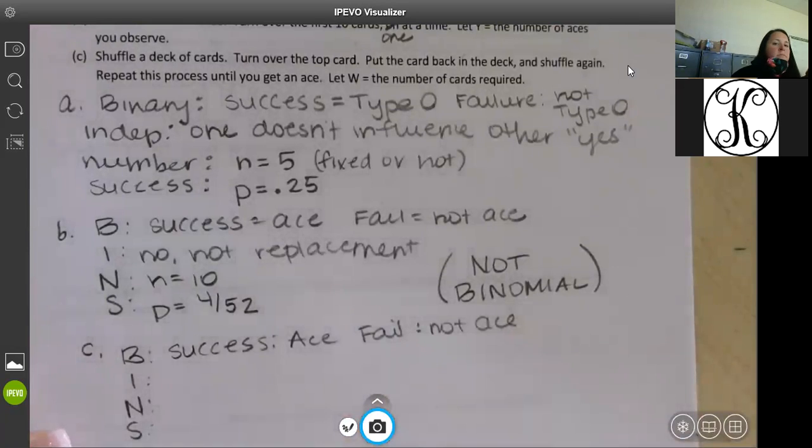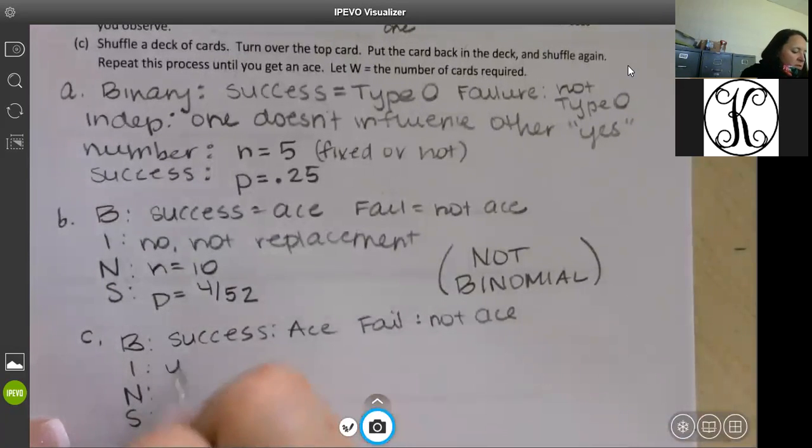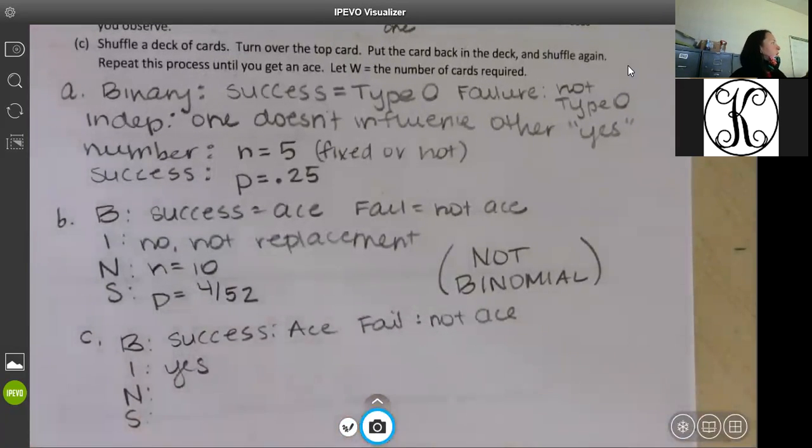Is it independent? Yes. One doesn't matter because we're putting it back in there and then we're shuffling it again, so we have the same look each time. Okay. What about your number?